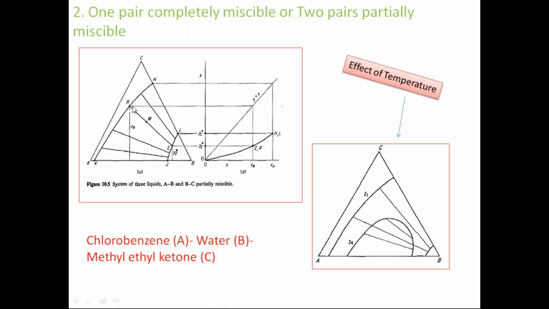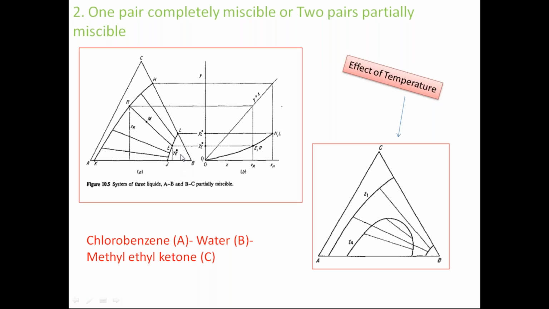These are the tie lines. You can understand, there are two lines. In between these two lines there is a heterogeneous area. Outside of this will be homogeneous, and outside of this will be homogeneous again.